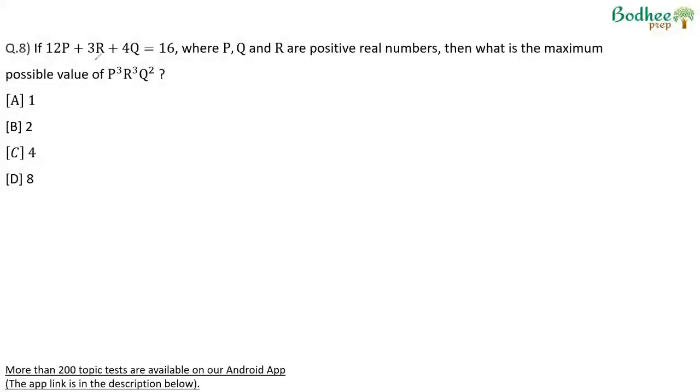If 12p plus 3r plus 4q is 16 and p, q, r are positive real numbers, what is the maximum possible value of p cube r cube q square? The power of p is 3, so we write it as 4p plus 4p plus 4p. r is also 3 times, so r plus r plus r, 3r. q is 2 times, so 2q plus 2q, splitting 4q into 2 parts.